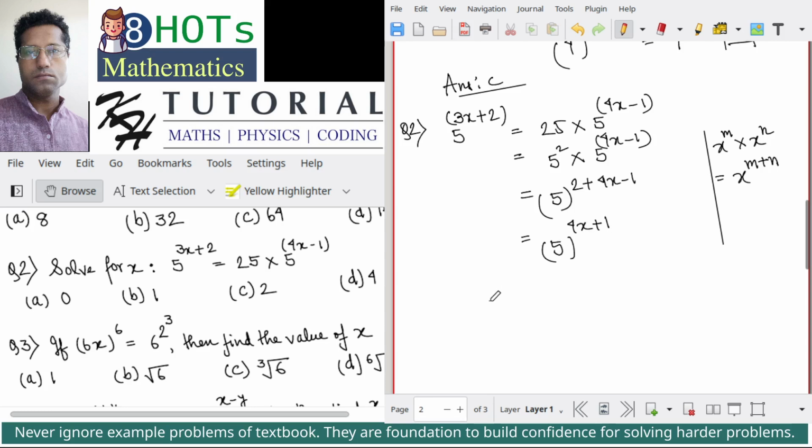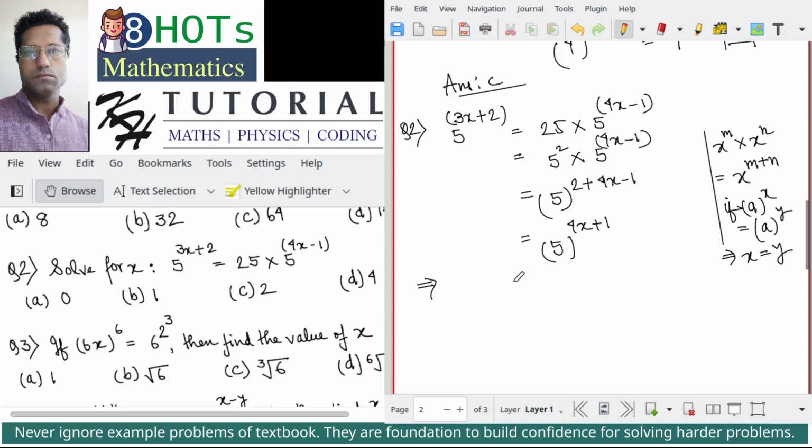Now we have an equation where both sides, LHS and RHS, are in exponential form, the unknowns are in the power, and the base is the same, that is 5. So we can say that the powers must be equal. That is, if a raised to the power x is equal to a raised to the power y, then this implies that x is equal to y.